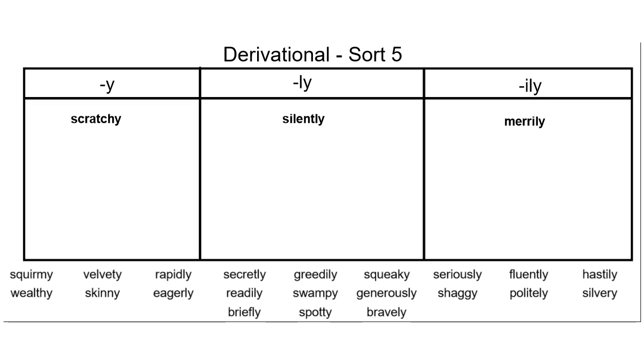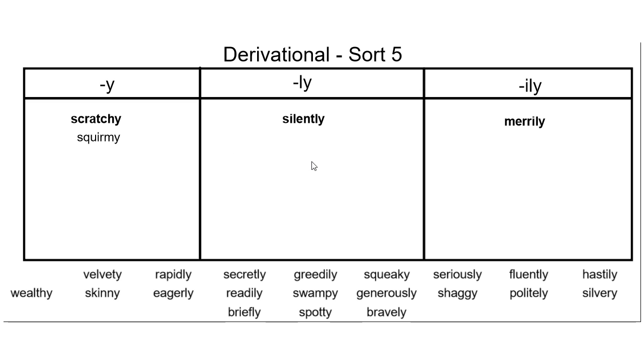Another word that fits in with this is squirmy. The base word is squirm. To add the Y makes it an adjective. The squirmy worm was wiggling all over the place. Again, squirmy is the adjective, worm is the noun.